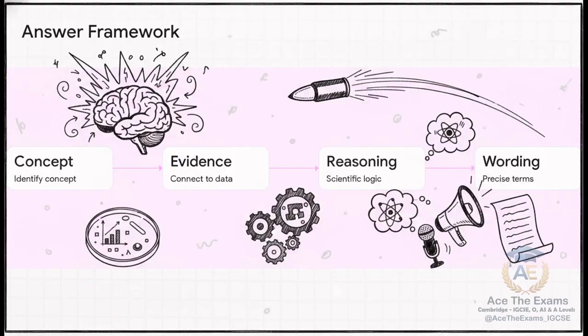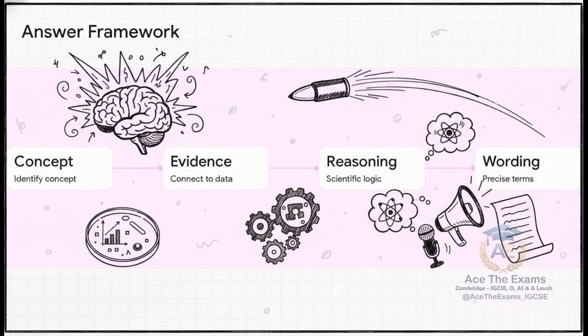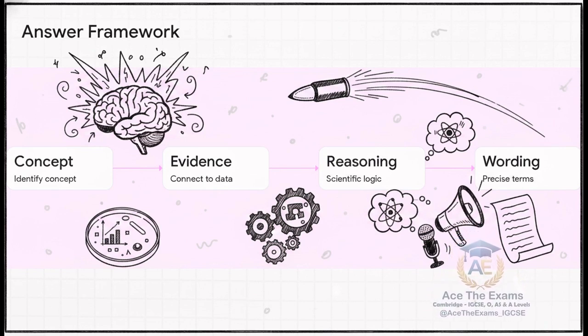This visual formula right here is your ultimate weapon. Start with the core concept, like Rubisco or TP. Connect it immediately to the evidence or data provided in the prompt. Then apply scientific reasoning to explain why that data looks the way it does. And finally, wrap it all up in precise examiner wording. If you follow this exact flow, your answers are going to be virtually bulletproof.